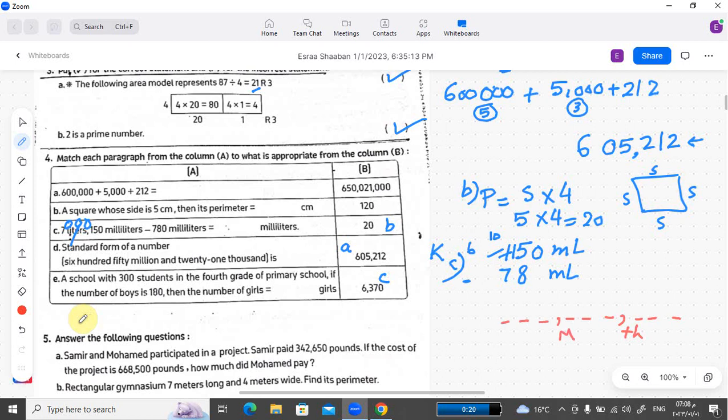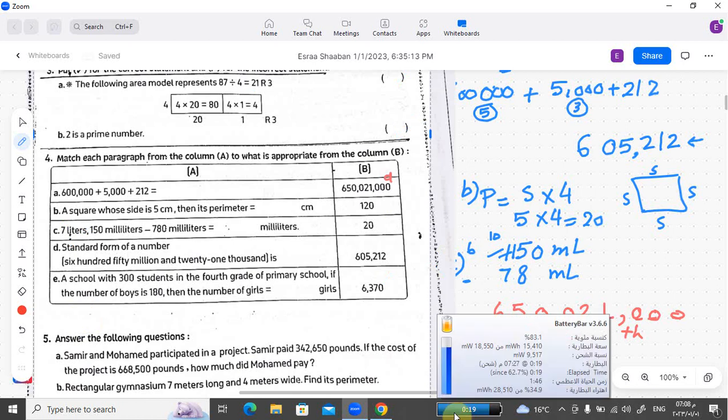1, 2, 3. 650 million. 21,000. So I'm going to put 21 here, and we don't have hundred thousands. And the rest of the chairs will be zeros because they are empty. So this is letter D.